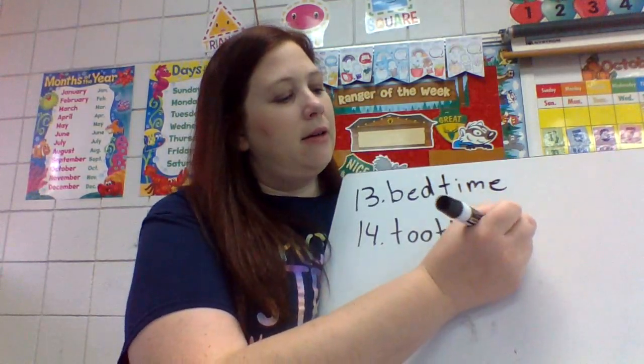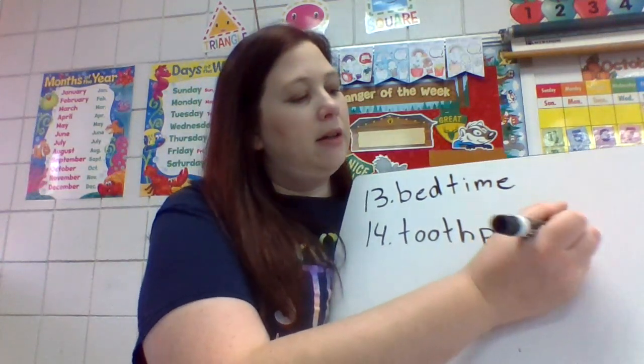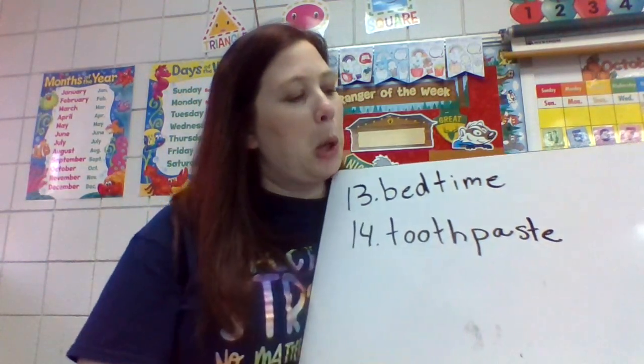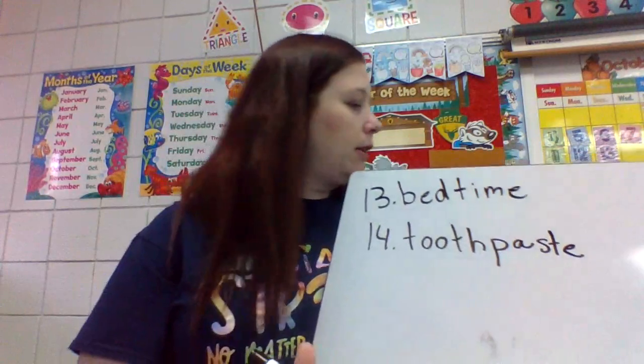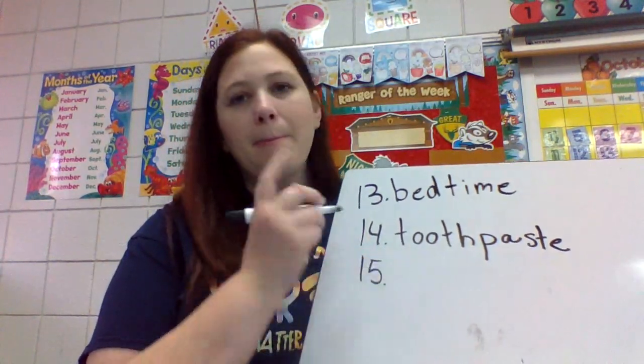P-A. S-T. And we need the E to make the vowel say its name. And then number 15, bathtub. B-A-th.